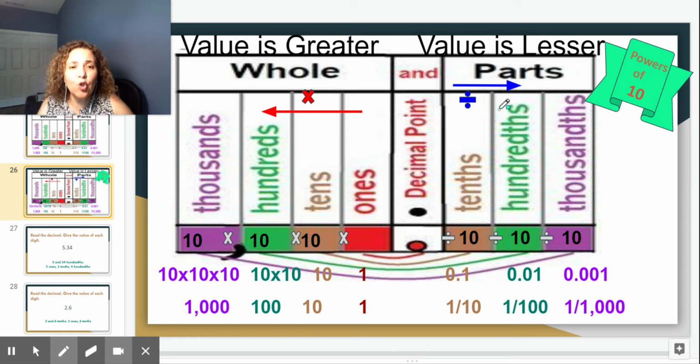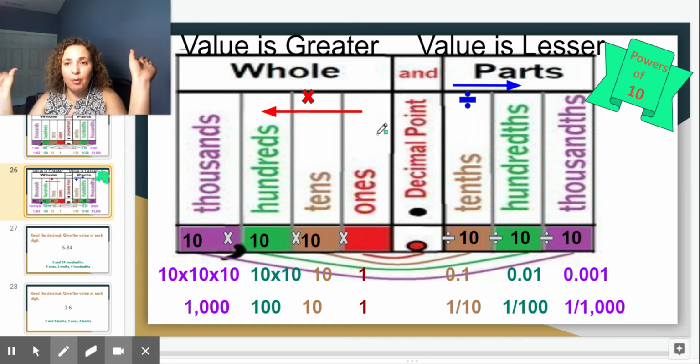If I move to the right, they're decreasing by 10. It's like dividing by 10. So 1/10 is the same thing as 1 divided by 10. Hundredths is the same thing as 1 divided by 100. And thousandths is 1 divided by 1,000. So they are decreasing, right? They're getting smaller. So the whole numbers and my decimal numbers decrease and get smaller.